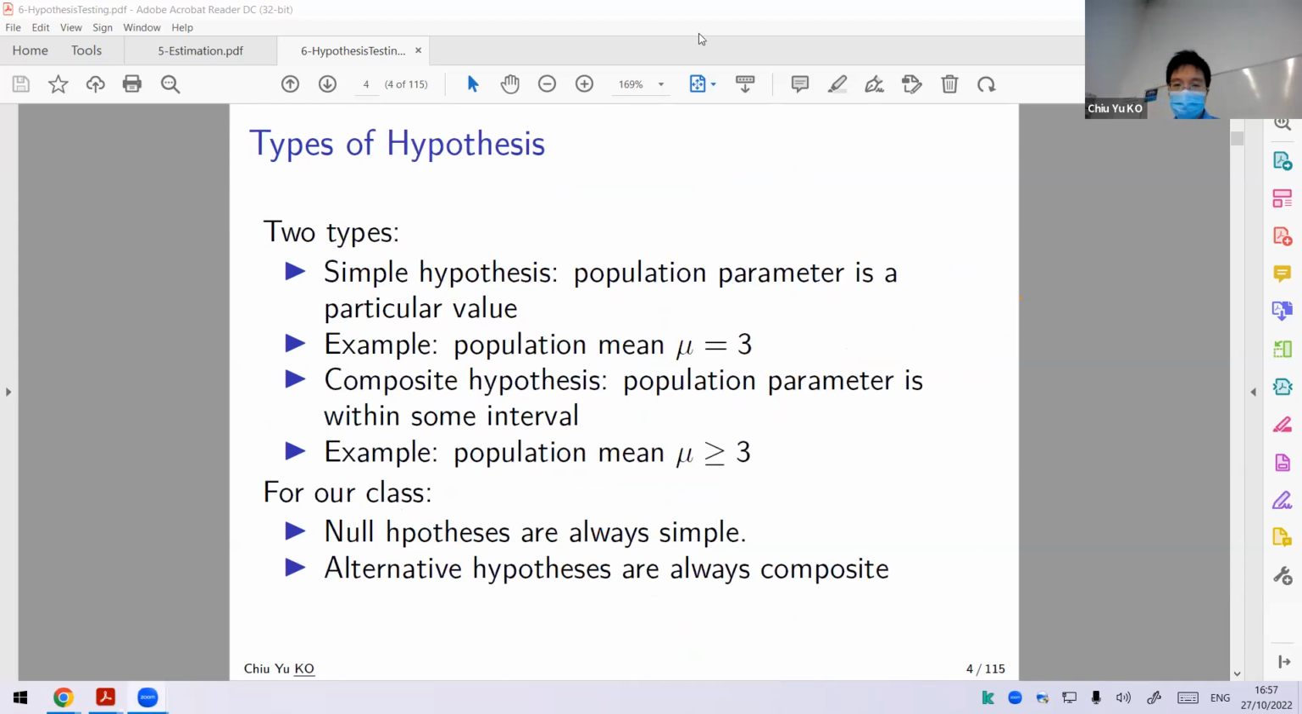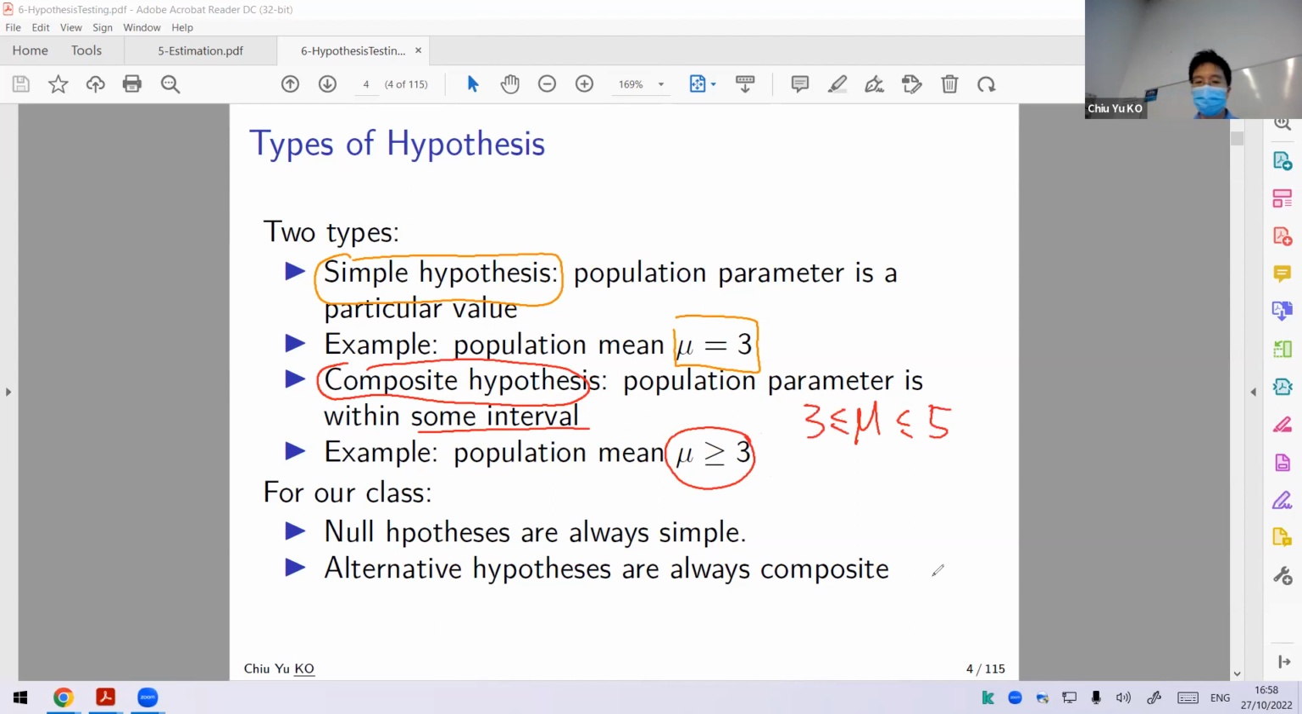In our class, we would only focus on the case of what we call a simple hypothesis, which means we are saying the population parameter is equal to a particular value. Equal to 3, equal to 4, equal to 5, equal to 0. And in general, you can talk about a composite hypothesis, which talks about within some interval, like an inequality is an interval, right? Or it can be like mu is between, say, 3 and 5. This is also a composite hypothesis. But these are way beyond what we are covering.